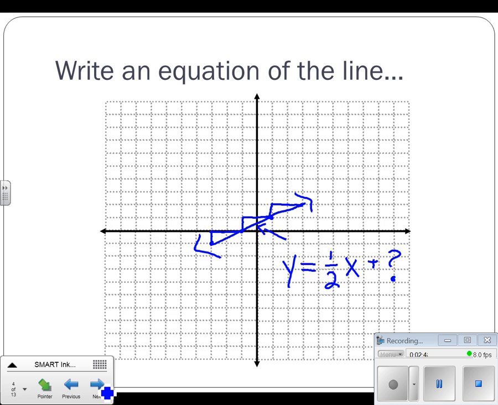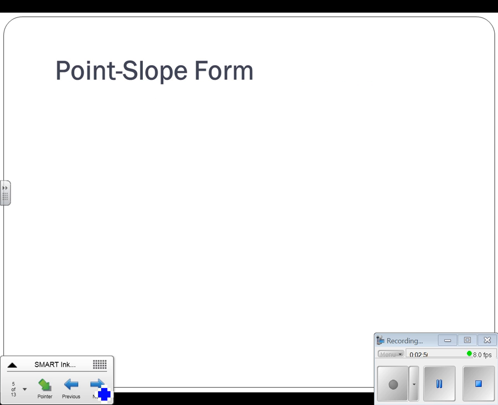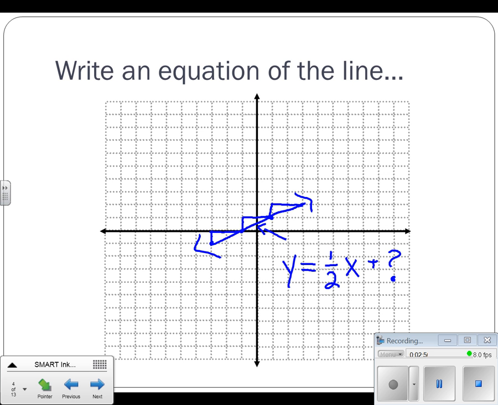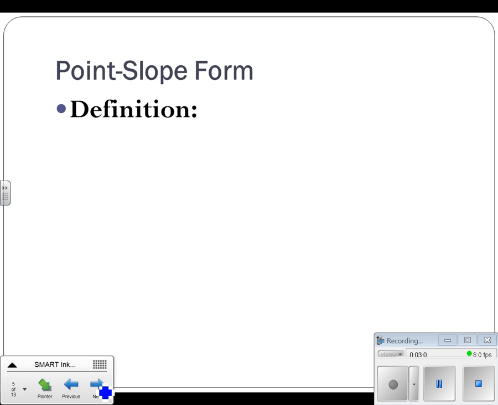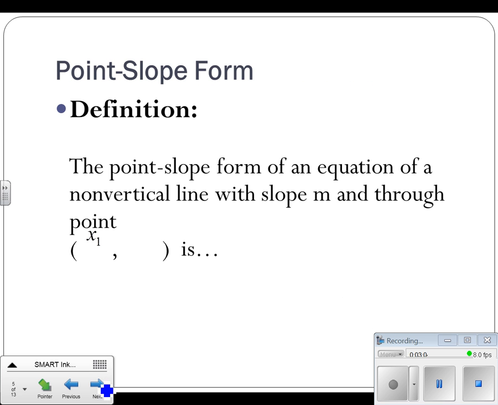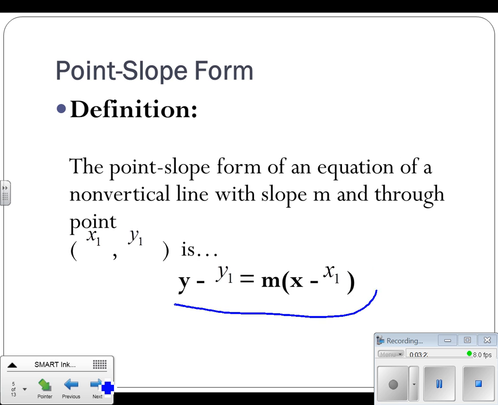Another form that we're going to work with now is point slope form. We could take this line and find the equation of the line using point slope form. Point slope form, definition: it's the point slope form of an equation of a non-vertical line, it can't be vertical, with slope m, and through a point. And this, ladies and gentlemen, is what the point slope form is. These should be shifted down a little bit, but right here is point slope form.